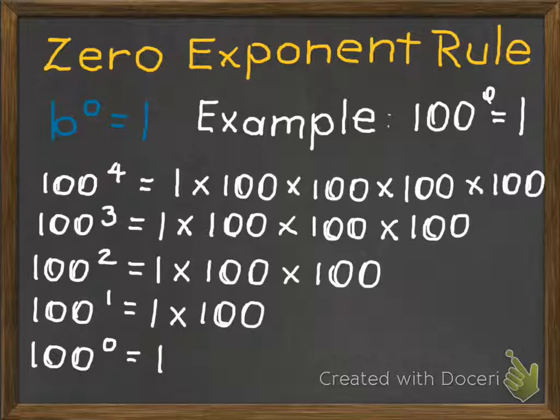Well, if the exponent tells us how many times the base is a repeated factor, this means that we do not have any 100s as a factor. But that still leaves us with that factor of 1. So 100 to the power of 0 is 1. It completes this pattern that you see here. And this same pattern would occur no matter what our base would be. This is why we know that any base to the power of 0 is equal to 1. And this is the zero exponent rule.